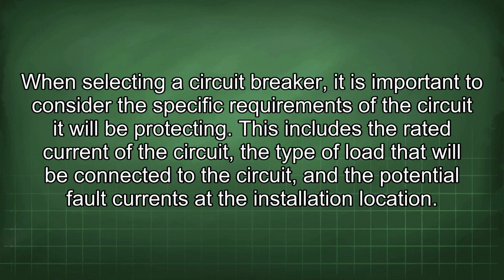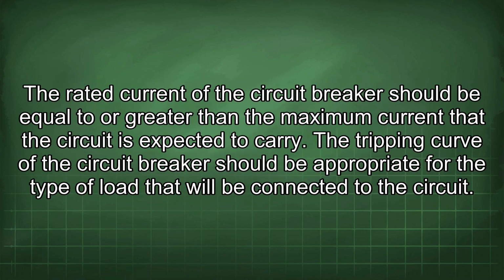When selecting a circuit breaker, it is important to consider the specific requirements of the circuit it will be protecting. This includes the rated current of the circuit, the type of load that will be connected to the circuit, and the potential fault currents at the installation location. The rated current of the circuit breaker should be equal to or greater than the maximum current that the circuit is expected to carry. The tripping curve of the circuit breaker should be appropriate for the type of load that will be connected to the circuit.